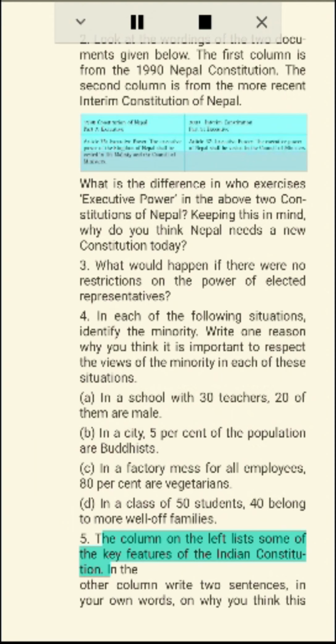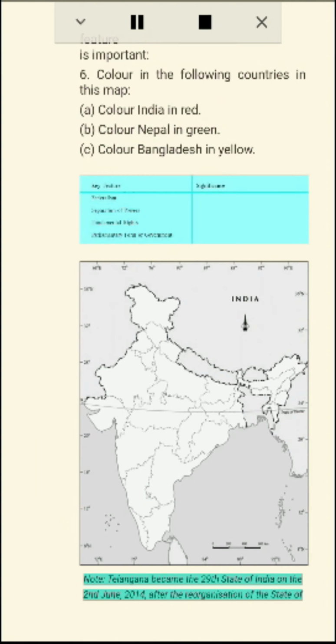5. The column on the left lists some of the key features of the Indian Constitution. In the other column, write 2 sentences, in your own words, on why you think this feature is important. 6. Color in the following countries in this map. A. Color India in red. B. Color Nepal in green. C. Color Bangladesh in yellow. Note: Telangana became the 29th state of India on the 2nd of June 2014, after the reorganization of the state of Andhra Pradesh.